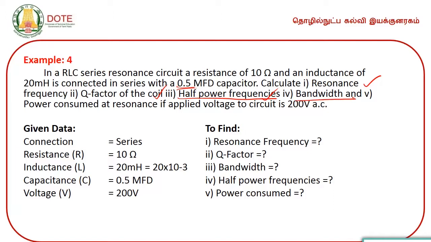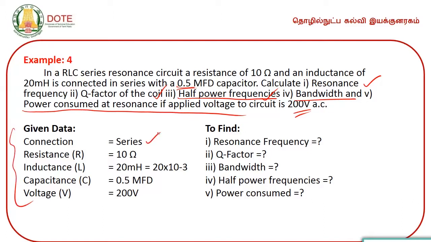So, you need to find out bandwidth also. Then finally, power consumed at resonance if applied voltage to the circuit is 200 volts AC. We need to find out the power consumed exactly at the resonance frequency. What happens to the power consumed? Now, you write down the given data.